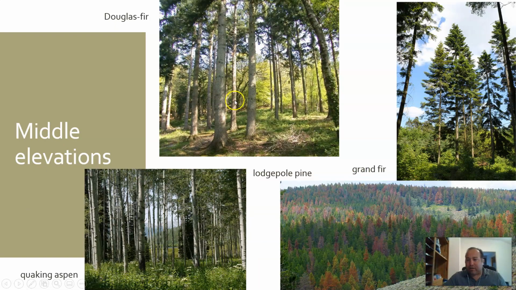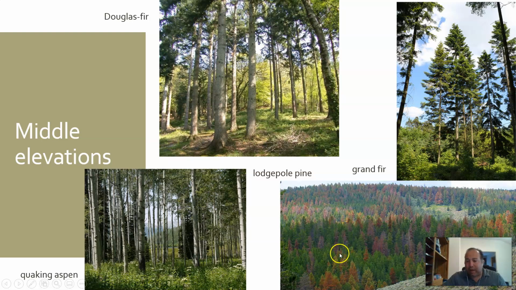The middle elevations look a lot different. We get these big coniferous forests. So we get quaking aspen, which is in the same family as cottonwood trees. Douglas fir, which we'll also see on the West Coast forest. Grand fir, which we'll see in the West Coast forest as well. It's in the Sierra Nevada mountains.